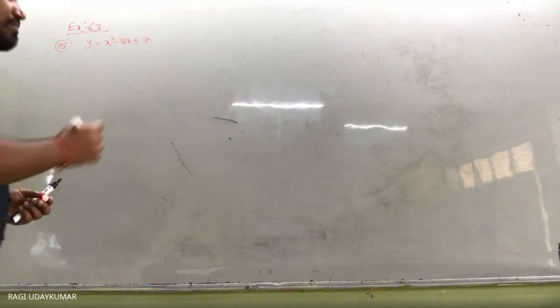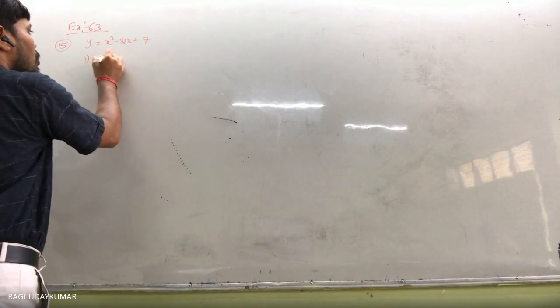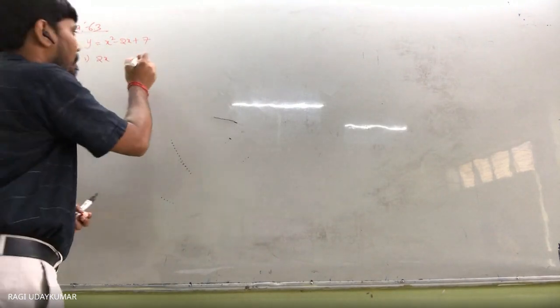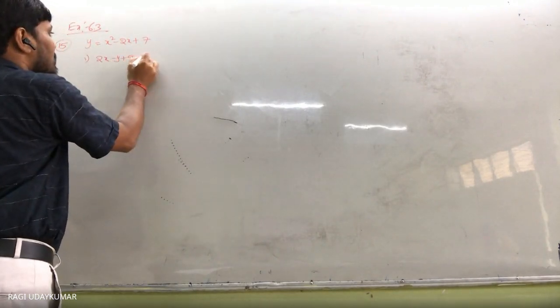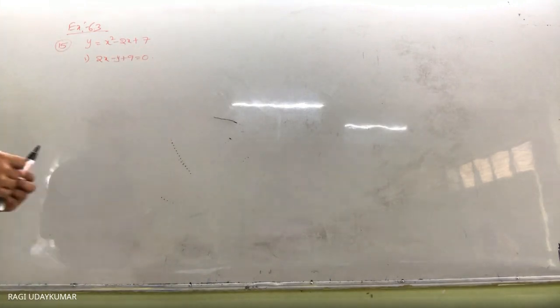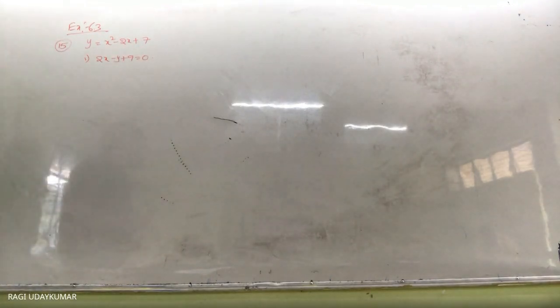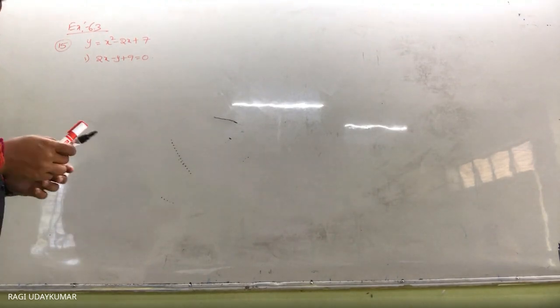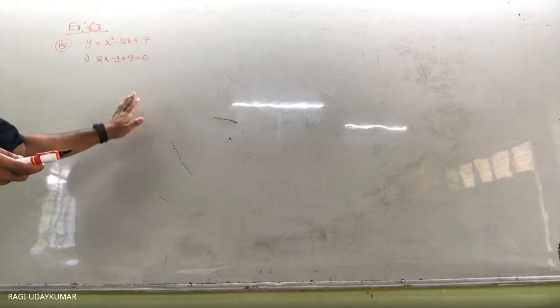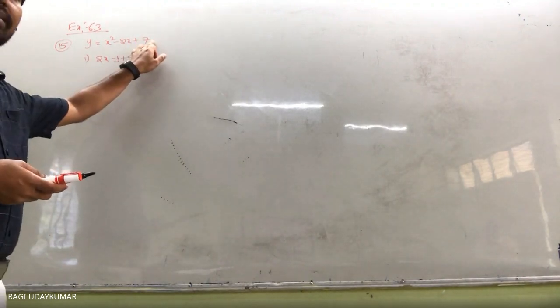Which is parallel to the first condition, parallel to the line 2x minus y plus 9 is equal to 0. Find the equation of the tangent to the curve which is parallel to this line. So what you have to do here? Normally, slope of the tangent is nothing but dy by dx.